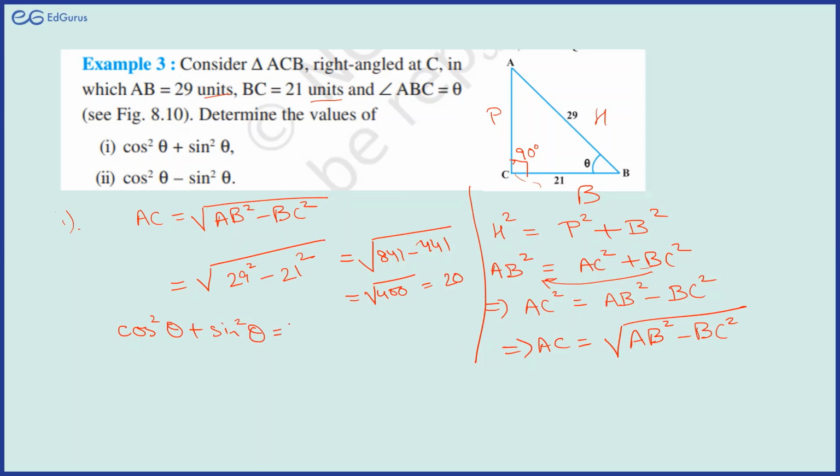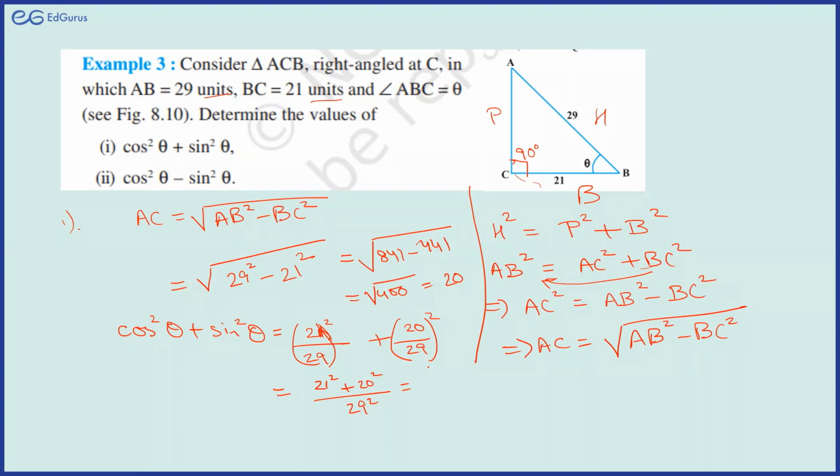Cos square theta क्या होगा? Base upon hypotenuse का square, right? Hypotenuse. So what is that? 21 upon 29 का square, right? And sin square theta क्या होगा? 20 upon 29 का square, right? So this is equal to 21 square plus 20 square divided by 29 square.